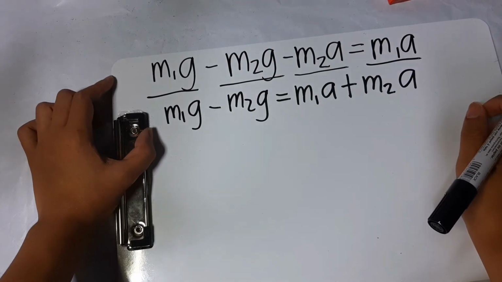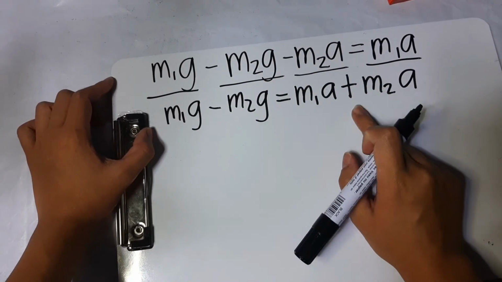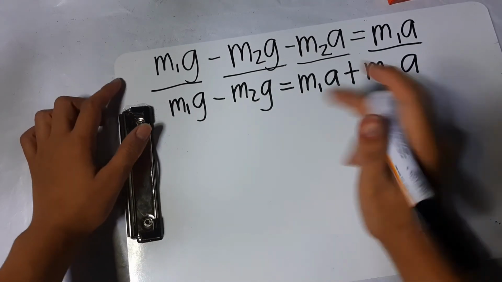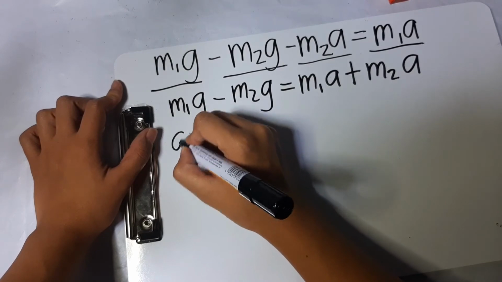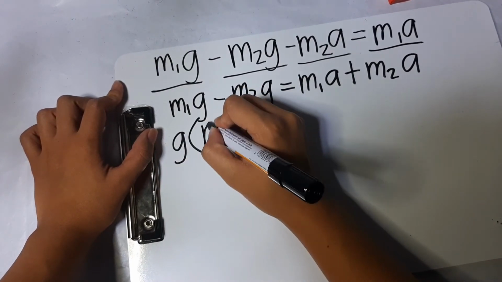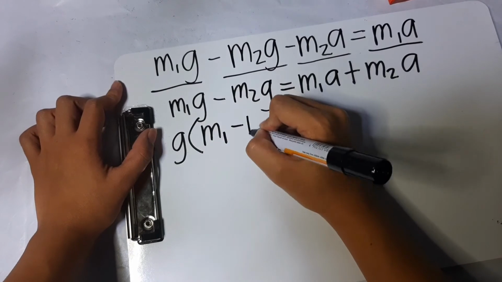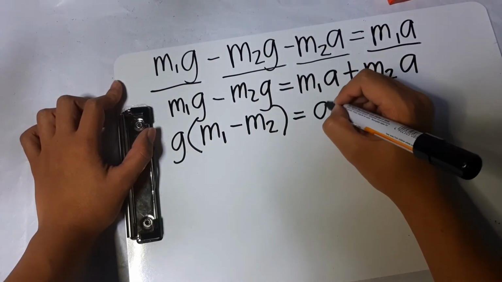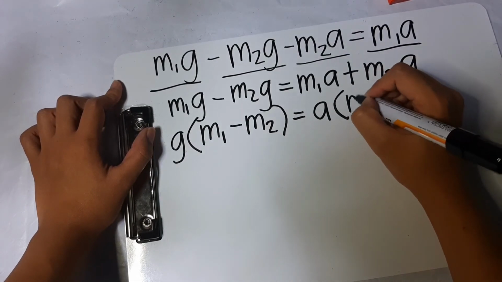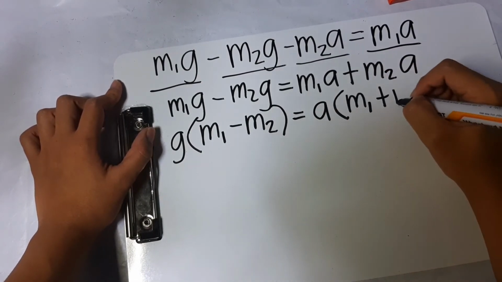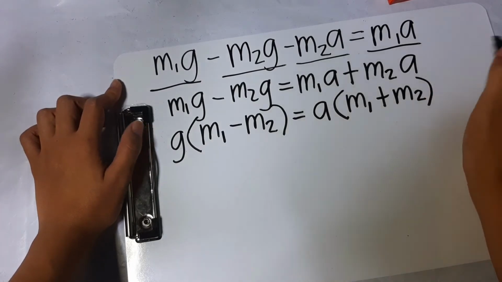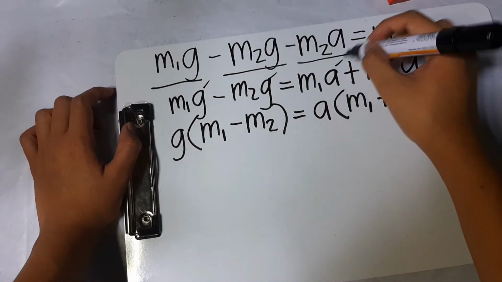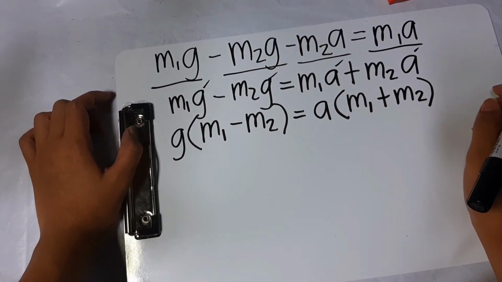Mass 1 acceleration plus mass 2 acceleration. Now, combine like terms. You have there gravity times your mass 1 minus your mass 2 is equal now to acceleration times mass 1 plus mass 2. So we combined the gravity with gravity and acceleration with acceleration.